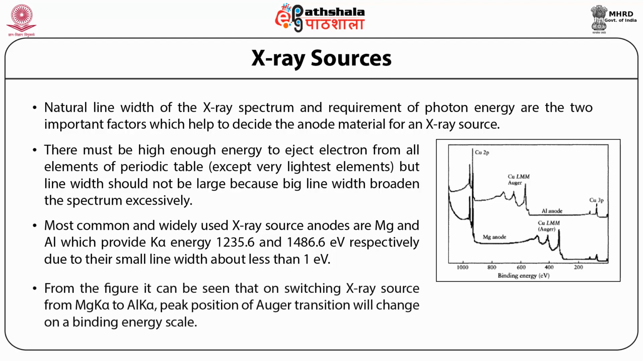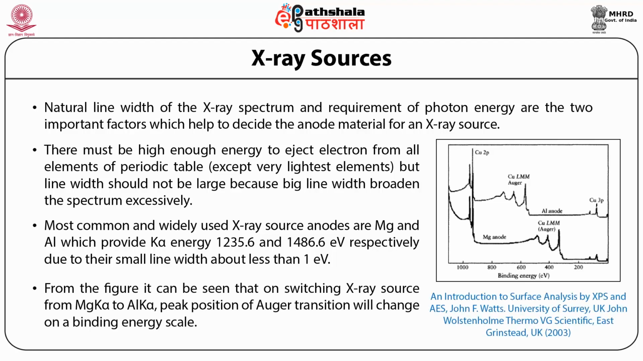From the figure, it can be seen that on switching the X-ray source from magnesium K alpha to aluminium K alpha, the peak position of the Auger transition will change on a binding energy scale. This is the main reason why XPS uses a binding energy scale instead of a kinetic energy scale.